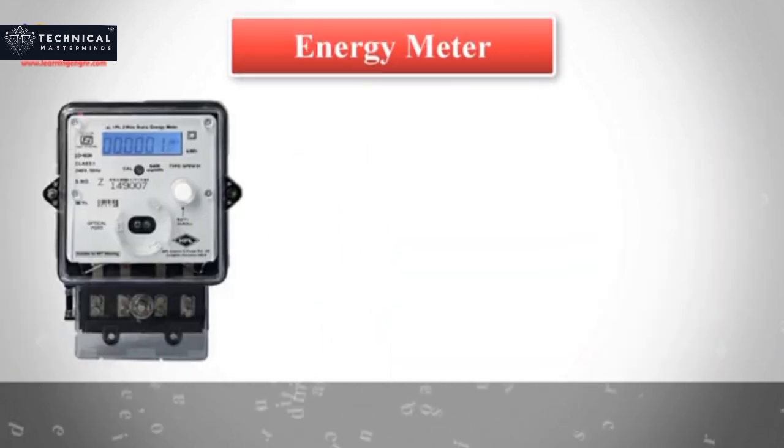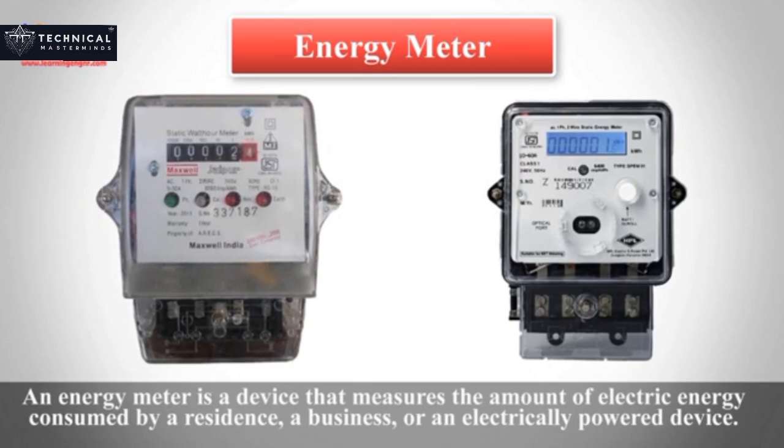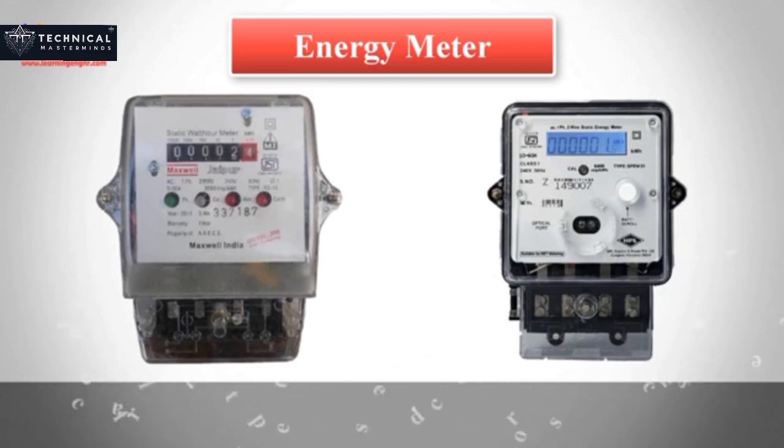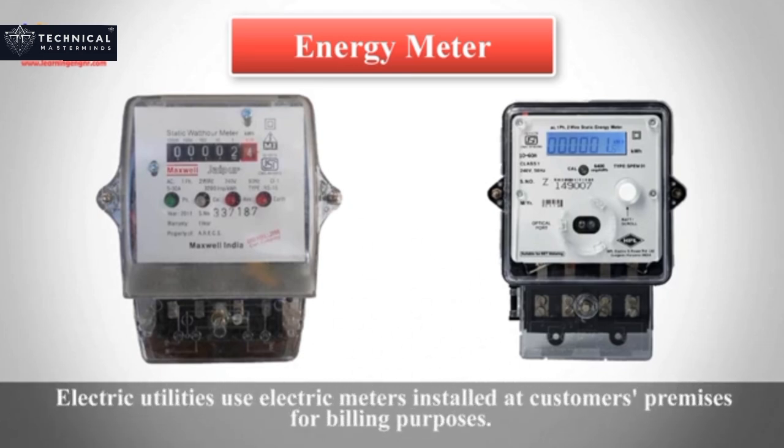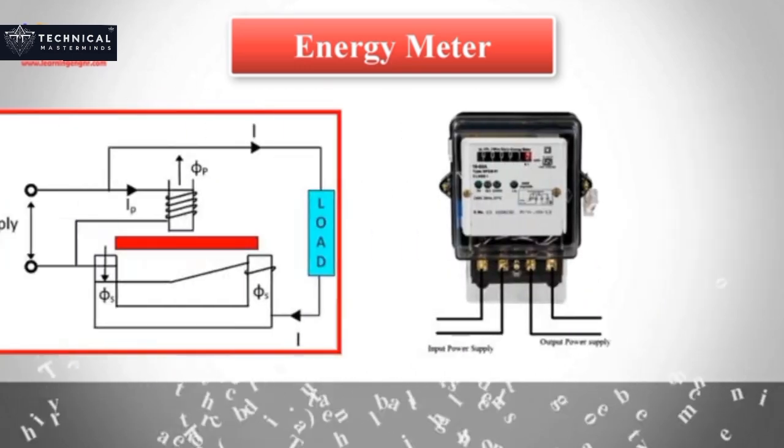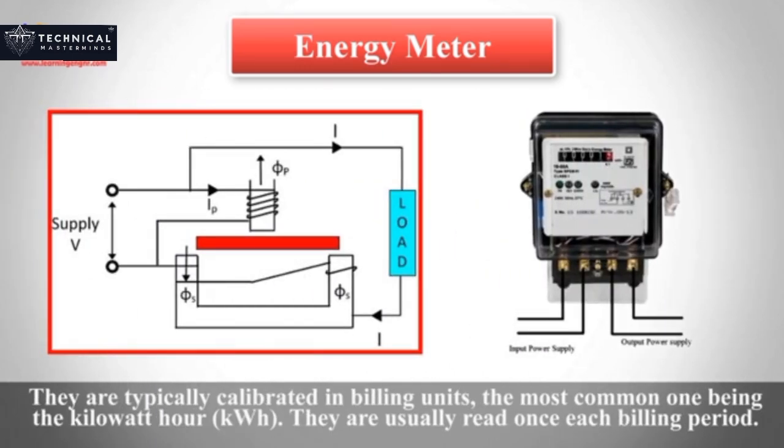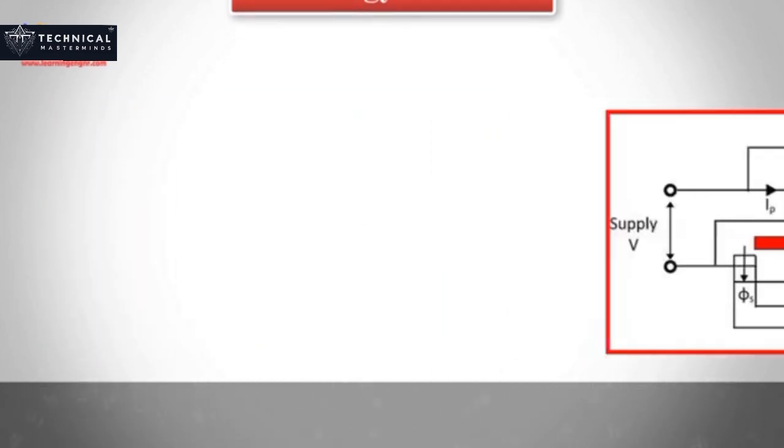Energy meter. An energy meter is a device that measures the amount of electric energy consumed by a residence, a business, or an electrically powered device. Electric utilities use electric meters installed at customers' premises for billing purposes. They are typically calibrated in billing units, the most common one being the kilowatt hour. They are usually read once each billing period.